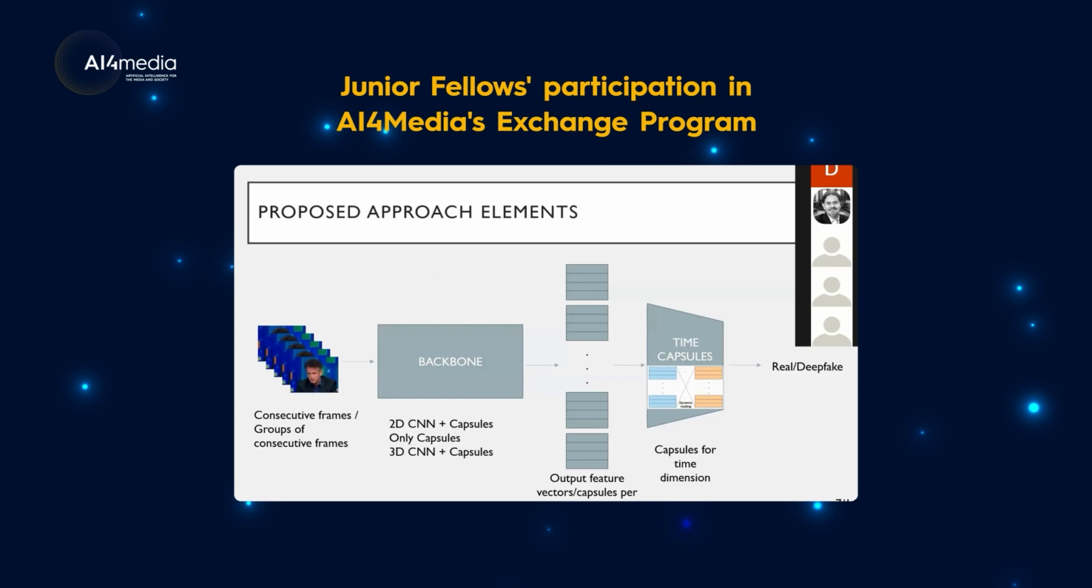Okay, so then we wanted to start from this architecture, this approach, and see what we can do to pass multiple frames to a capsule network and get some good results. So we have groups of consecutive frames which go into a backbone. The backbone can be basically any neural network. So it can be a 2D CNN. It can be a 2D CNN with capsules. It can be a 3D CNN for groups of frames, and so on. We output some feature vectors or capsules, and these feature vectors form primary capsules and go into the second capsule network, which is the capsule network for the time dimension.